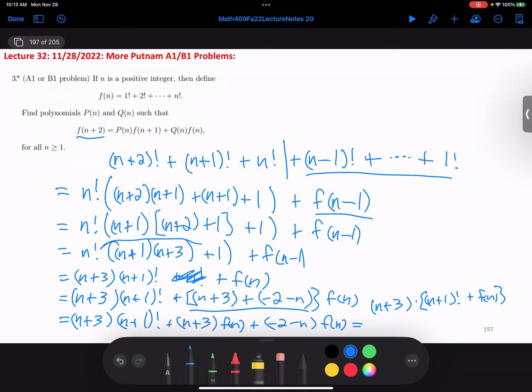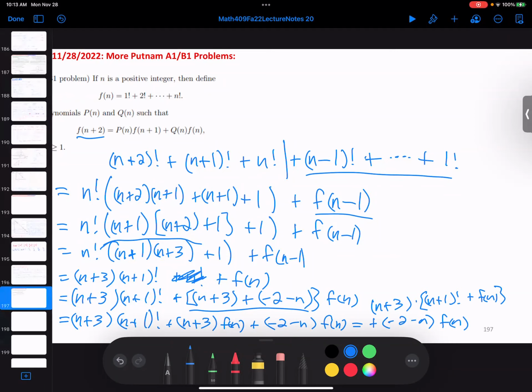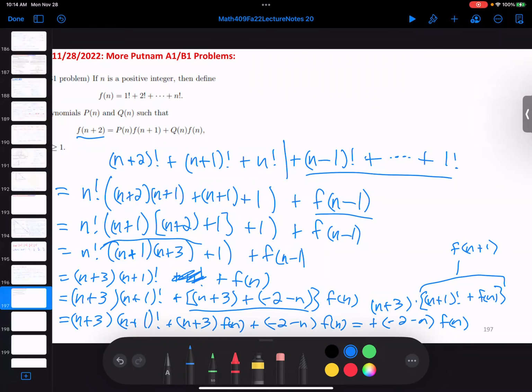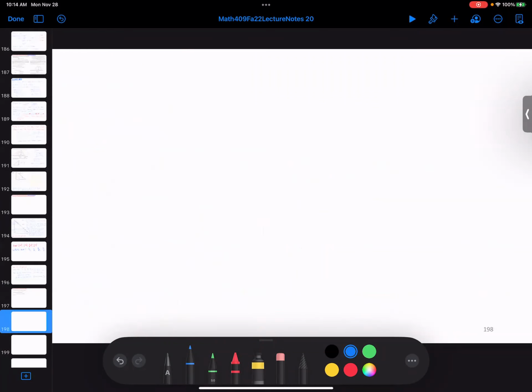Kind of running out of space here. And yeah, so it turns out that this term is f of n plus 1. So the final term here is n plus 3 times f of n plus 1.